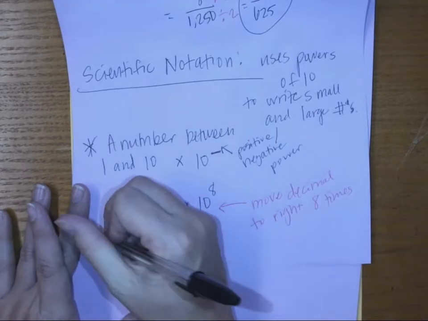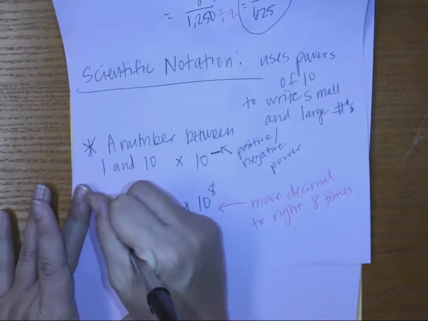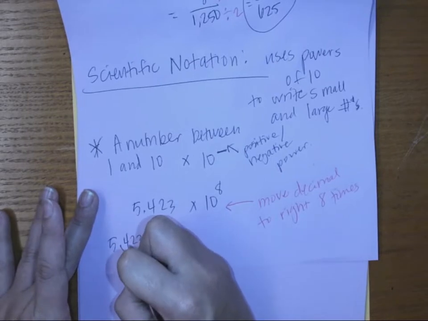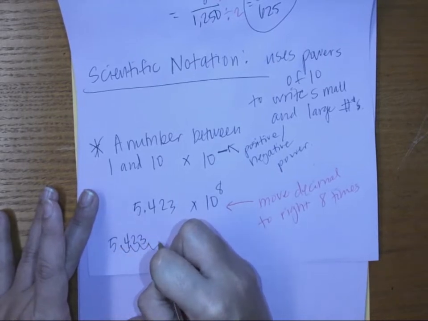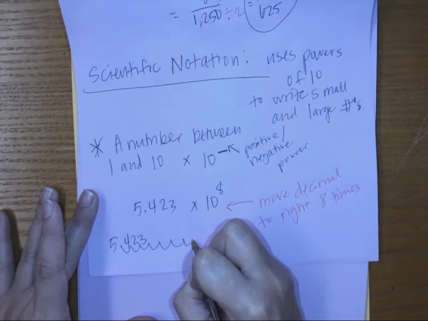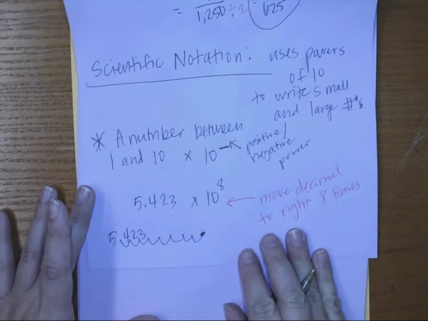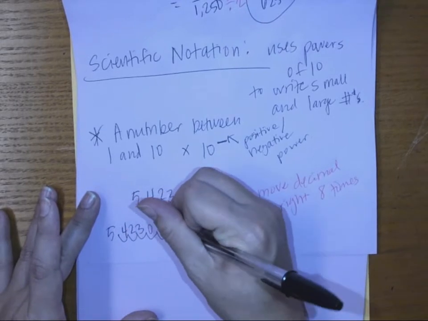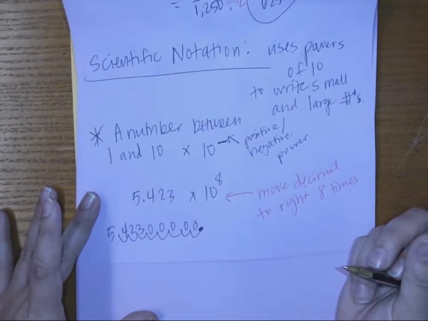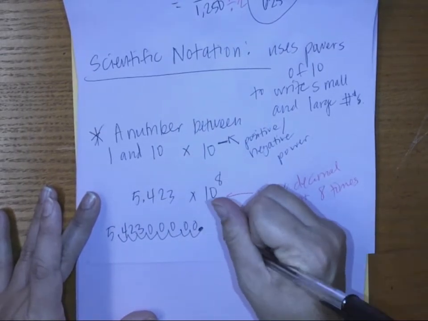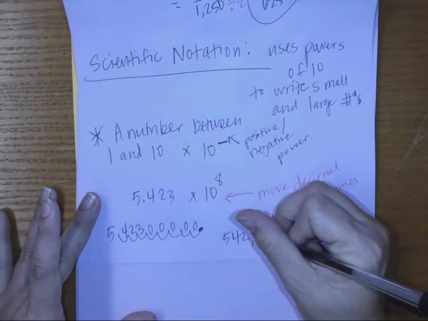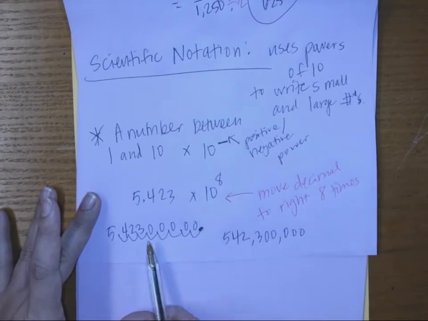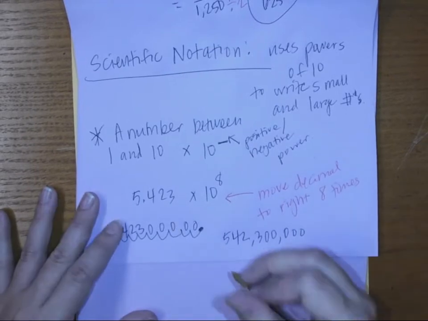So for this problem, 5.423, if I move my decimal to the right 8 times, 1, 2, 3, 4, 5, 6, 7, 8, there's where my decimal place is going to be, and then I need to fill this number in with zeros. So my answer would be 542,300,000.